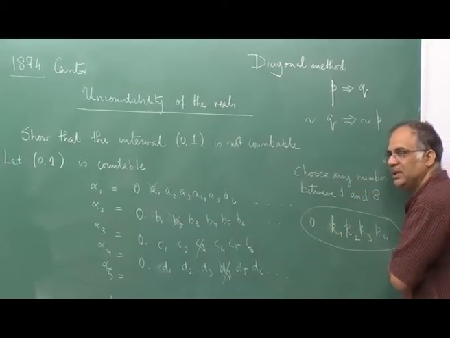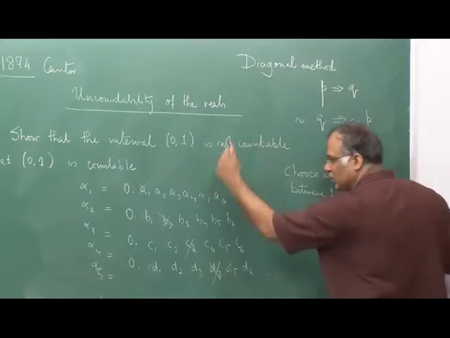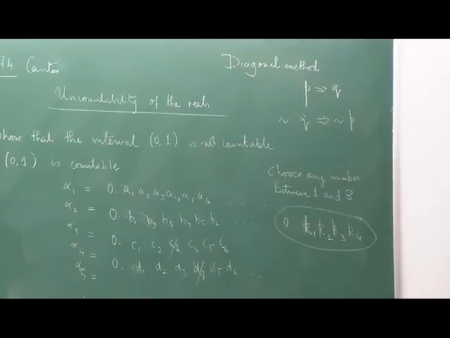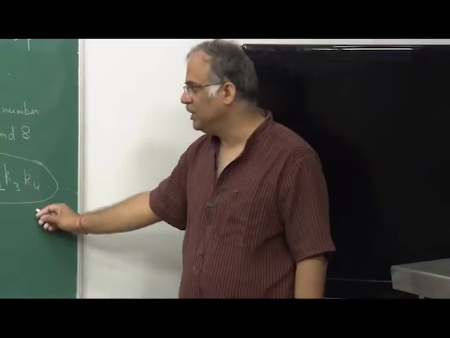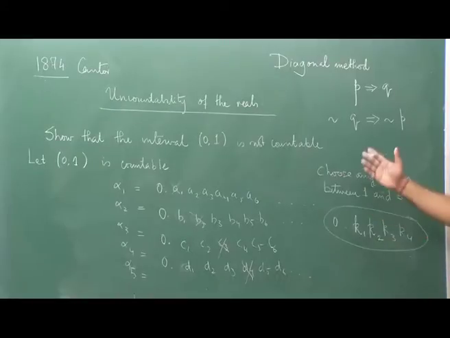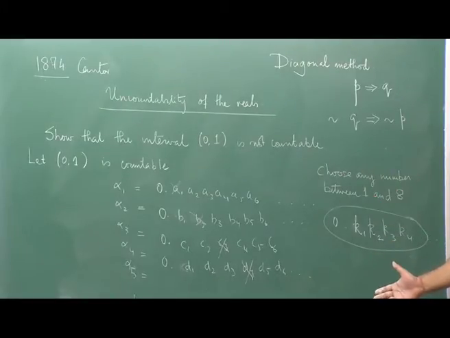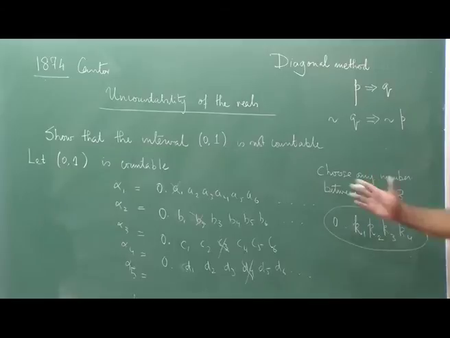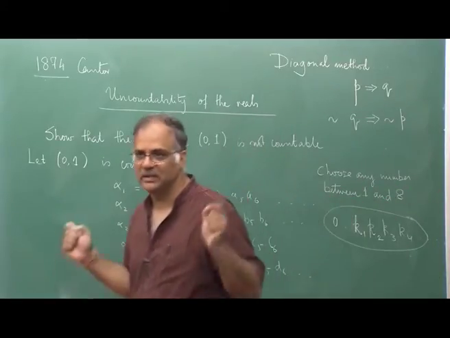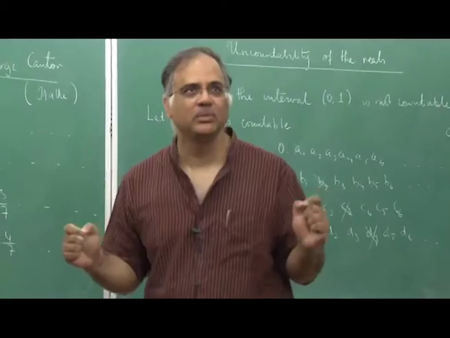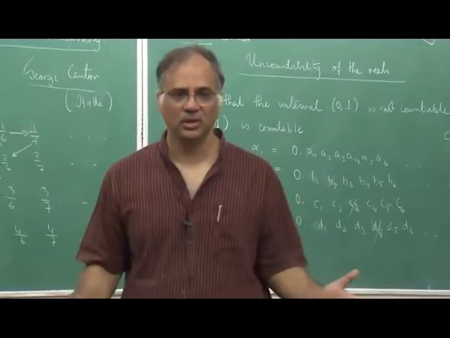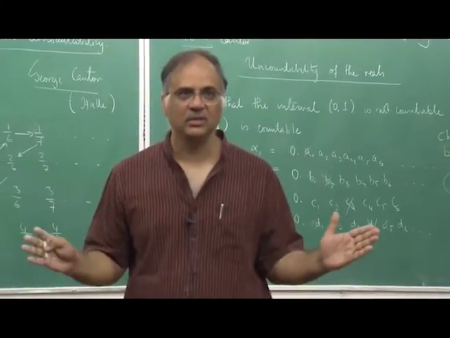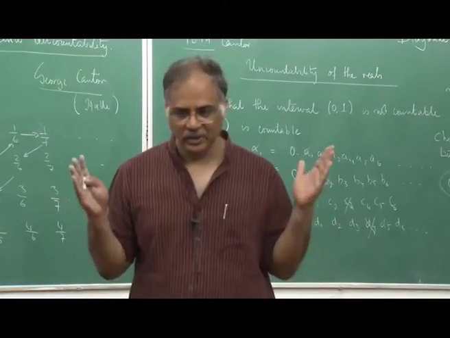By looking at the decimal expansion, it is a number between 0 and 1, but it is not in the list of numbers which are in one-to-one correspondence with the set of natural numbers. So I have not been able to put all the real numbers lying between 0 and 1 in one-to-one correspondence with the set of natural numbers, thus proving one of the greatest conclusions in all mathematics, that the set of real numbers between 0 and 1 is not countable. And with this great result, called Cantor's diagonal method, I would like to end the talk.